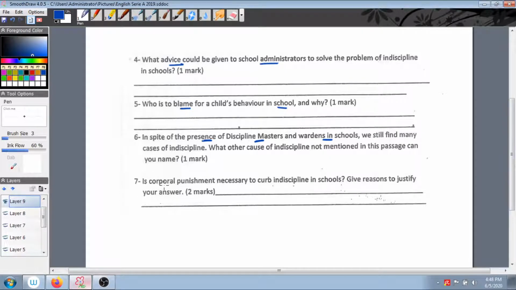7. Is corporal punishment necessary to curb indiscipline in schools? So, curb indiscipline in schools. Give reasons to justify your answers. Encore une fois, pour la question 7, je dois répondre par moi-même. OK?